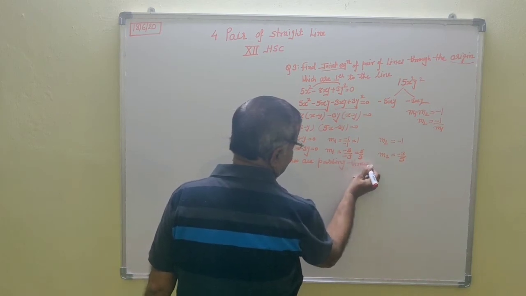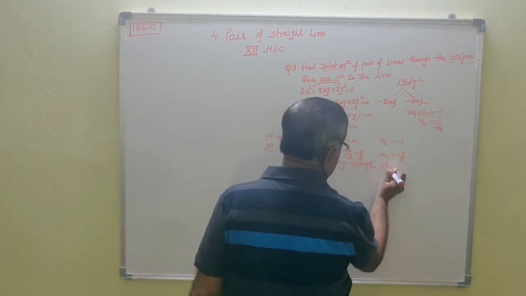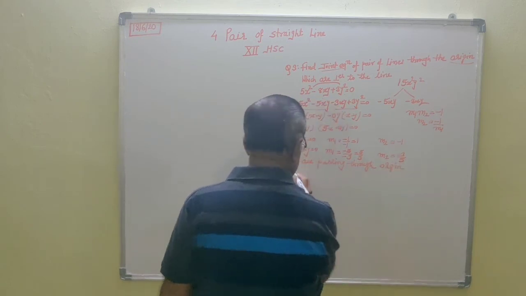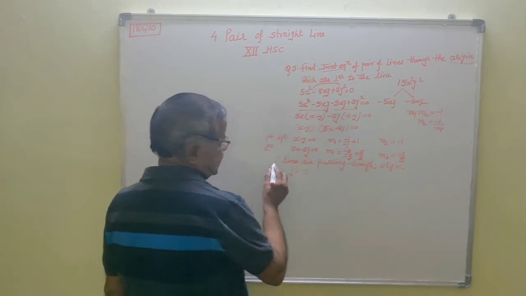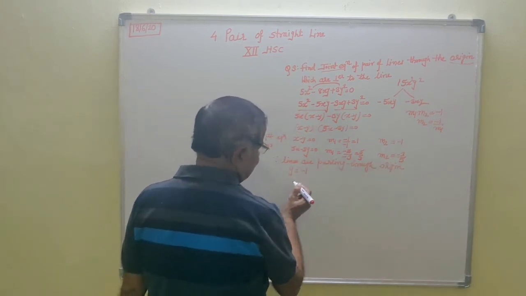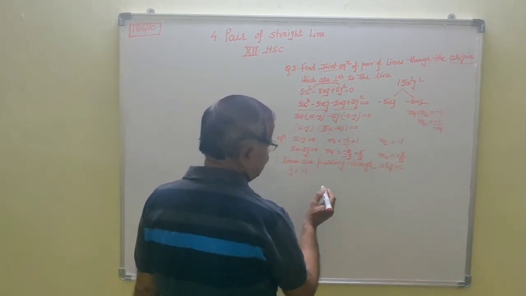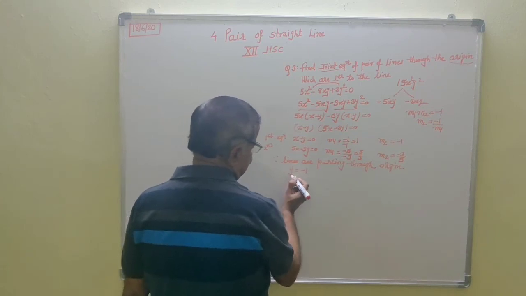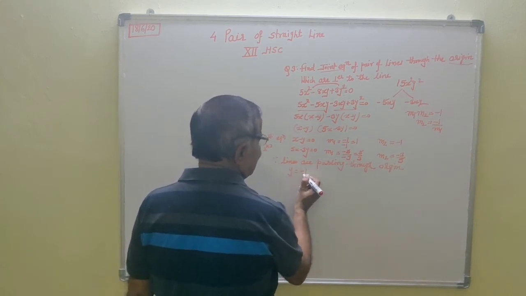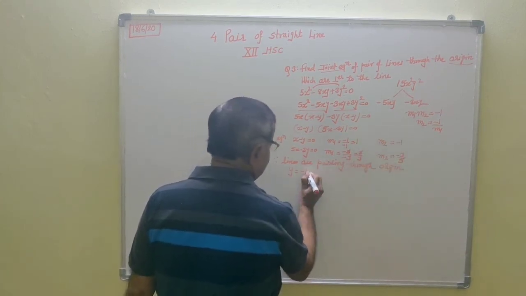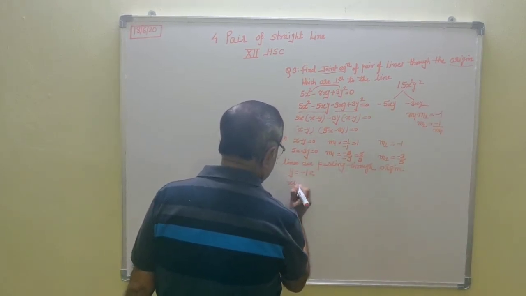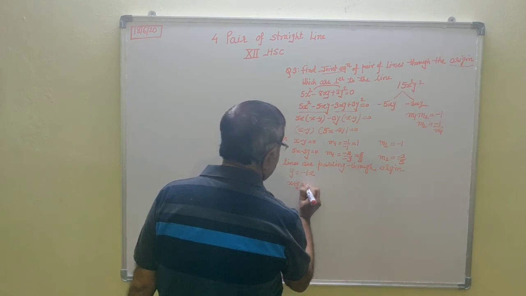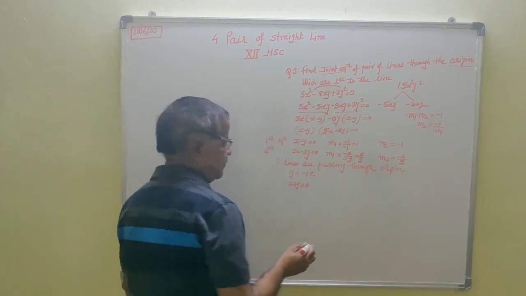therefore the equation of the line is y is equal to mx. Since the lines are passing through the origin, the equation is in the form y is equal to mx. Therefore I am substituting the slope, y is equal to minus 1 into x. Now I will transfer here. So what will we get? The equation is x plus y is equal to 0.